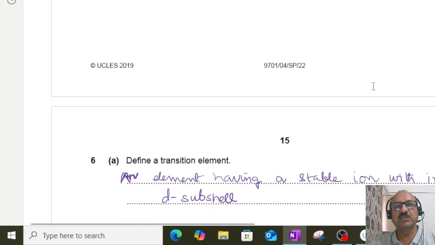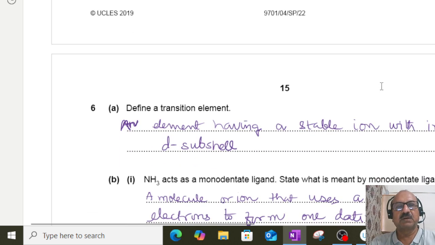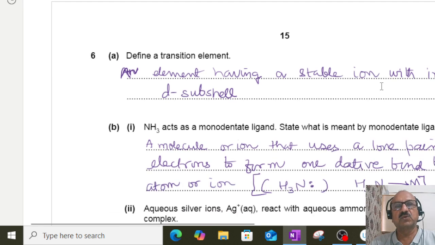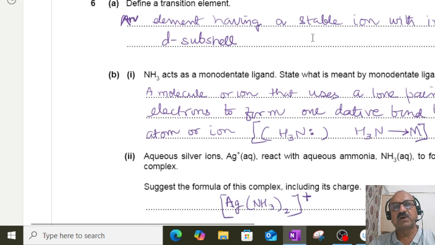Now we go to question number 6, which is about the transition element. So what is a transition element? Obviously you know that they are in the d block, but there is one more condition: when they form a stable ion, it should have an incomplete d subshell. That means it should not be d10 or d0, it should be anywhere between 1 and 9. So that's the definition.